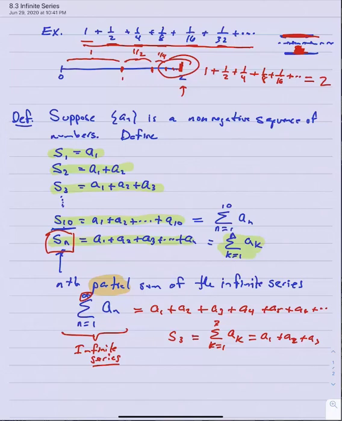Notice the connection between these partial sums is very simple. To get from one partial sum to the next, you're just adding the next term. In other words, what is S sub 2? It's just S sub 1 plus A sub 2. What's S sub 3? It's the second partial sum, which is just A sub 1 plus A sub 2, plus the next term. So obviously there's a recursive relationship between these partial sums. To get from one to the next, I just add the next term in my sequence.